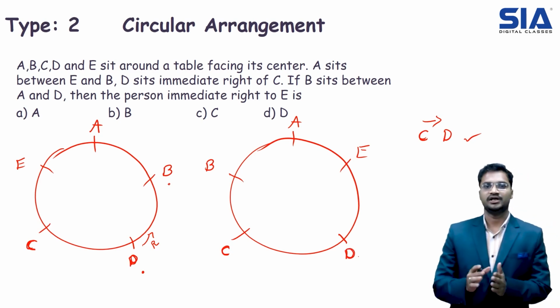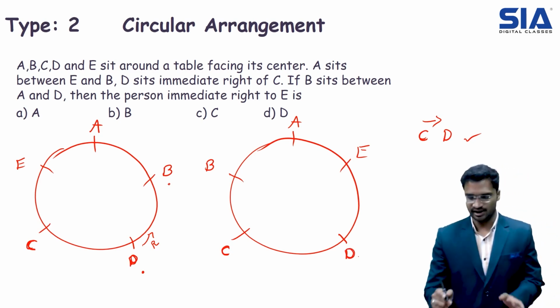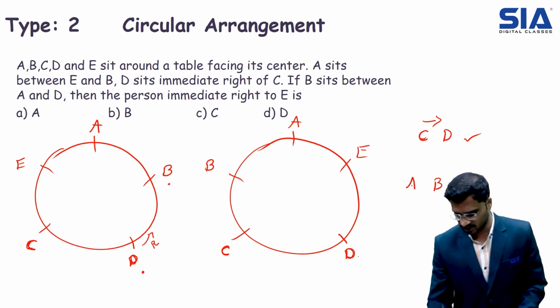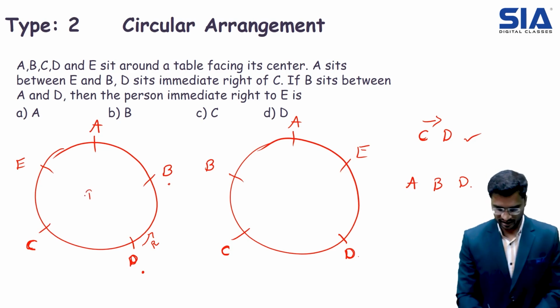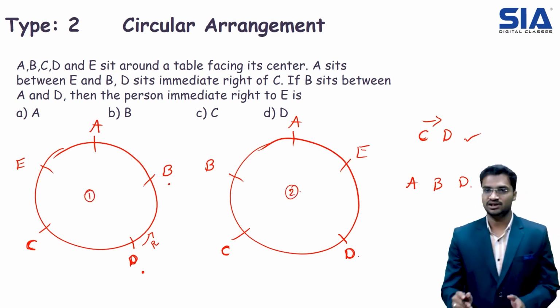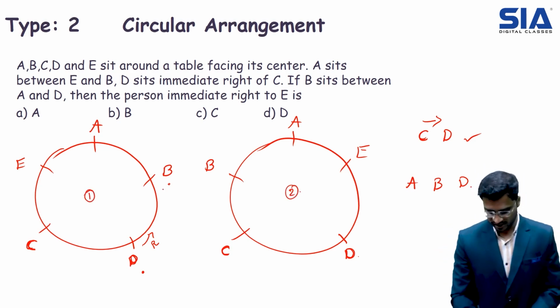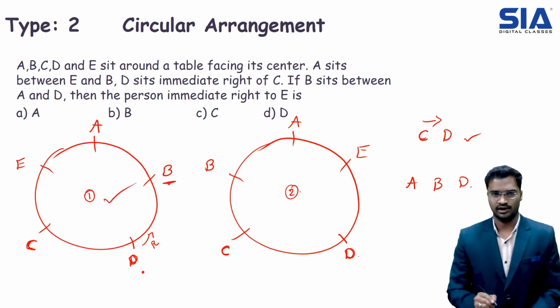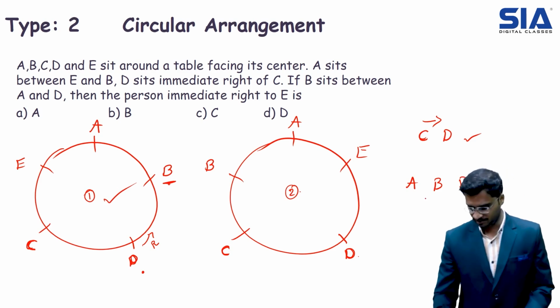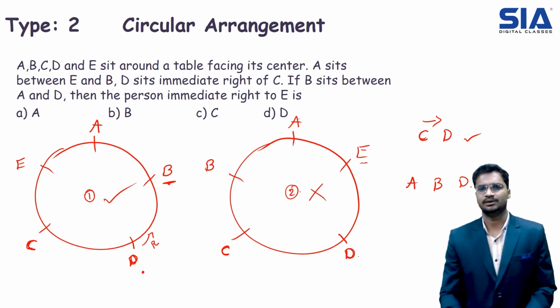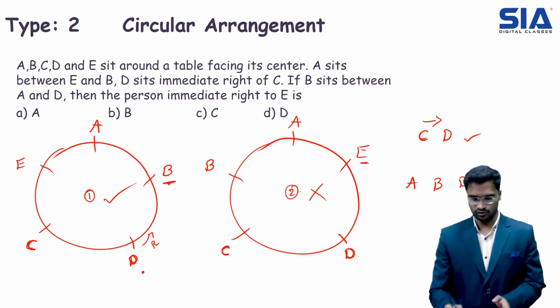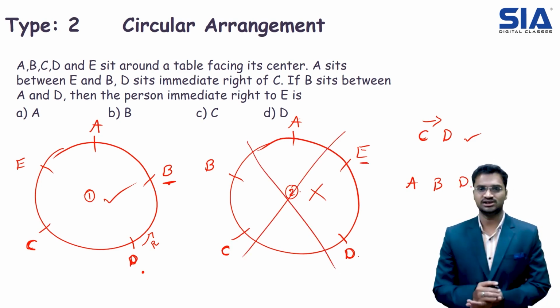Okay. Now, B sits between A and D. So let us check in our first and second arrangement where B is sitting between A and D. Here B is sitting between A and D, which is correct. In our second arrangement, B is not sitting between A and D. Here the person E is sitting between A and D. So this particular arrangement is wrong.